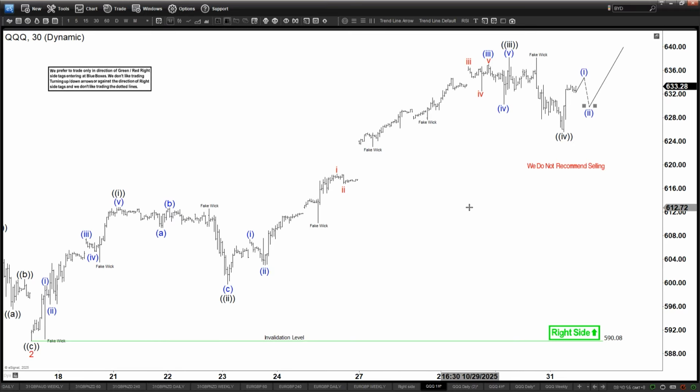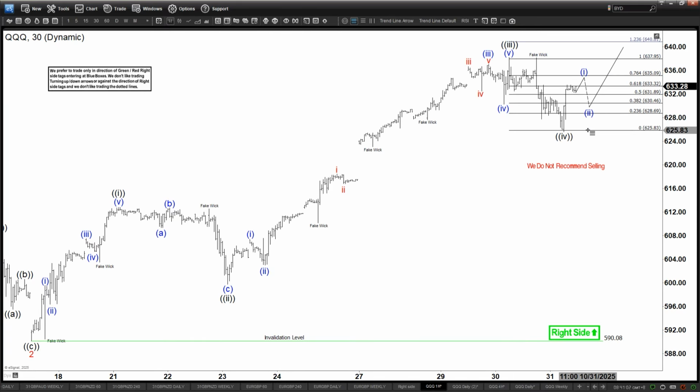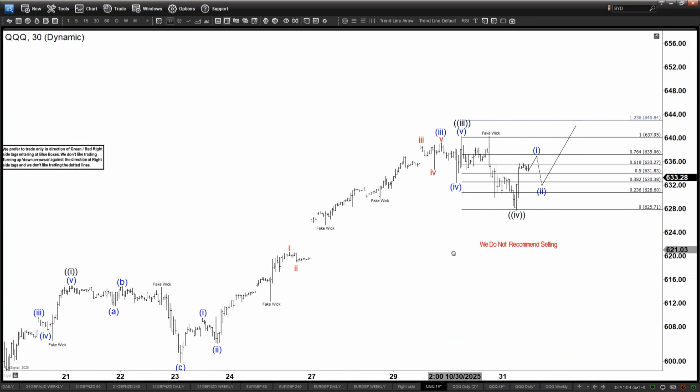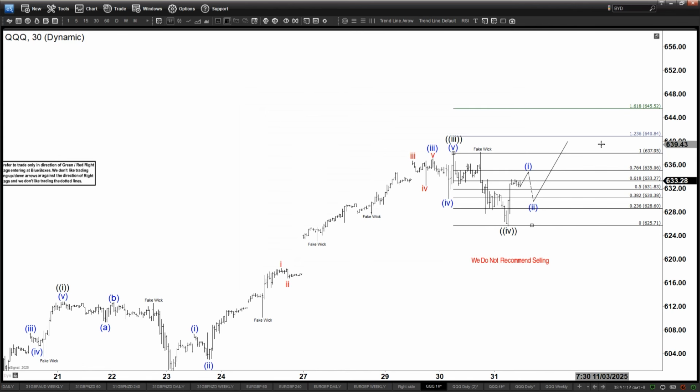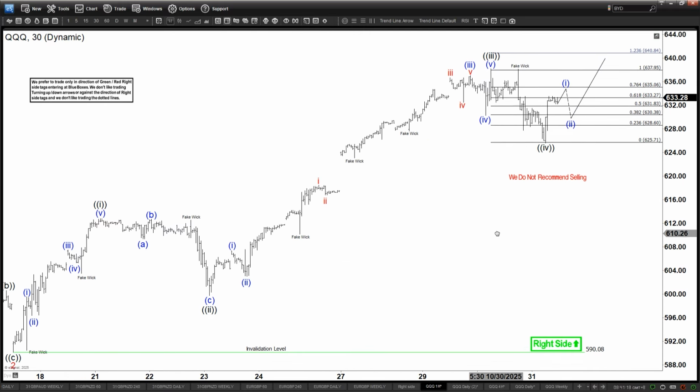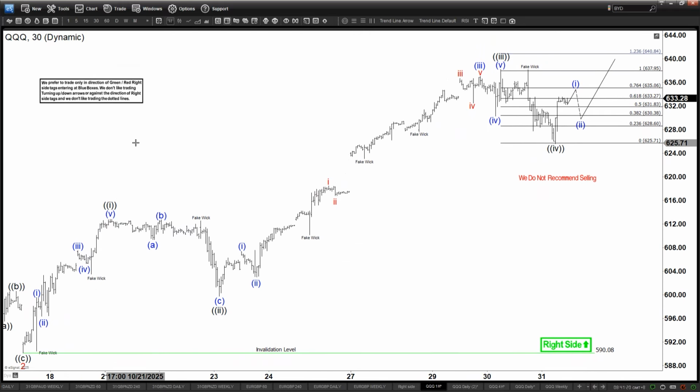And in terms of potential target here, short term, simply just measure retracement of wave 4 and take the 1.236 to 1.618 as your potential target on the upside. It's kind of the minimum target here, which is 640.8 and 645.5. All right, so that's the update for the QQQ.